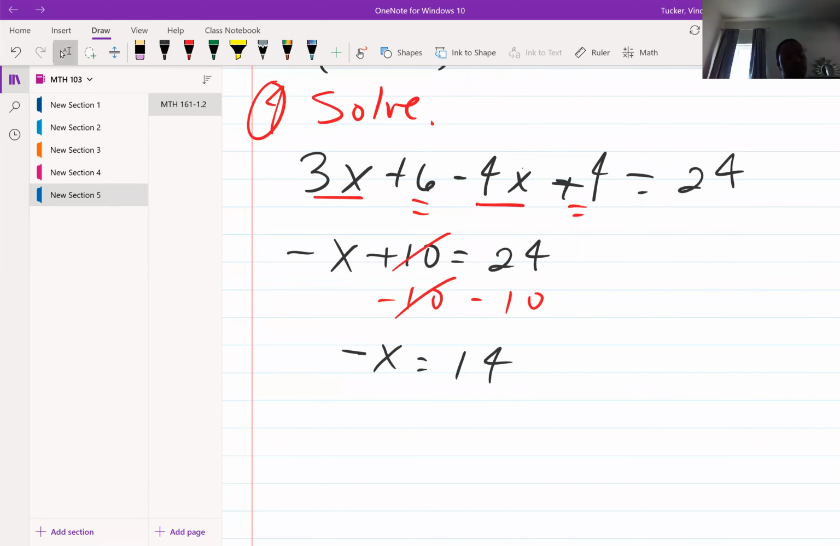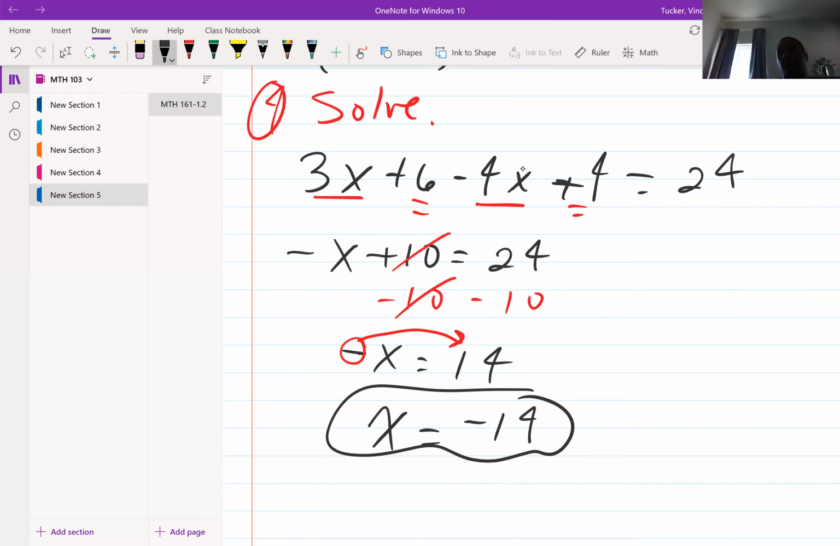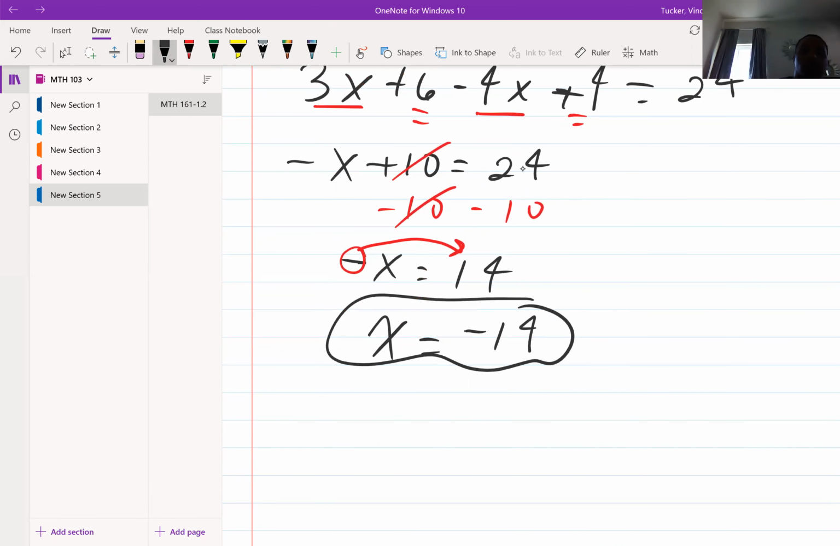And don't forget, we are solving for x, not negative x, so we need to move the negative. I'm going to take it to the other side. x is equal to negative 14. Any questions before we do another one?